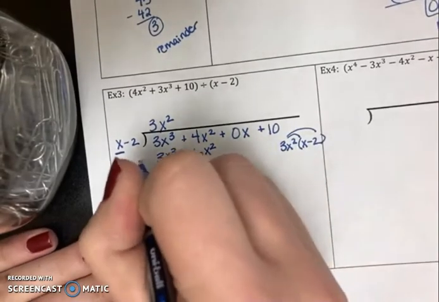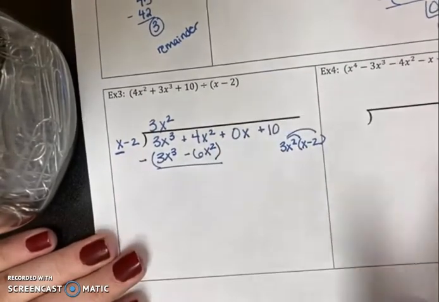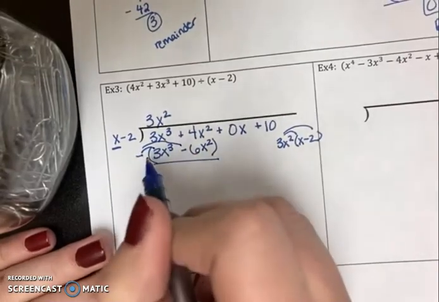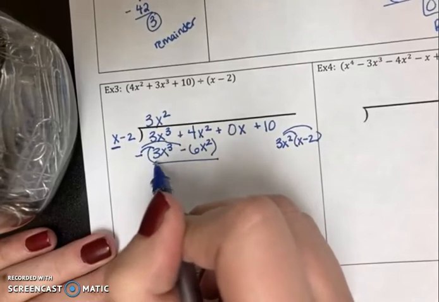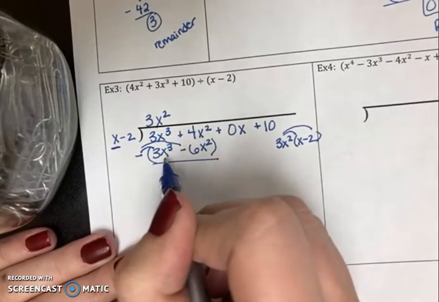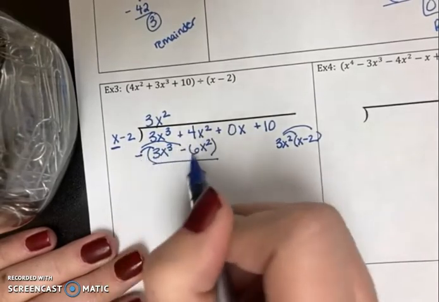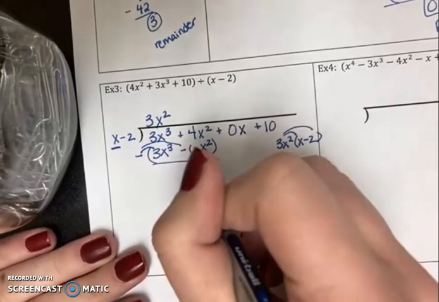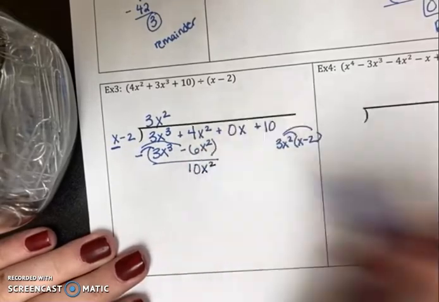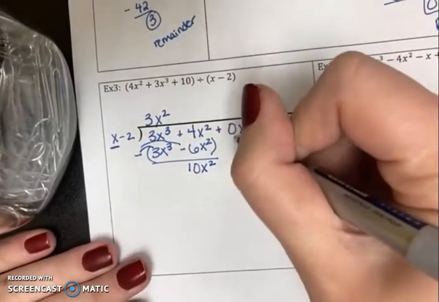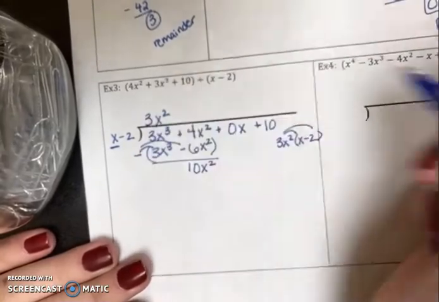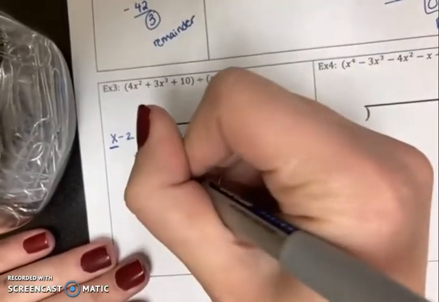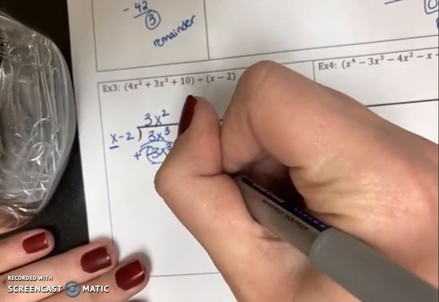We would like to subtract this expression, so I need to distribute the negative. This becomes 3x cubed minus 3x cubed, and then 4x squared plus 6x squared. So these cancel, and this becomes a 10x squared. If it helps, show that the signs are changing. This becomes a positive because we distributed the negative. That positive becomes a negative. This negative becomes a positive.